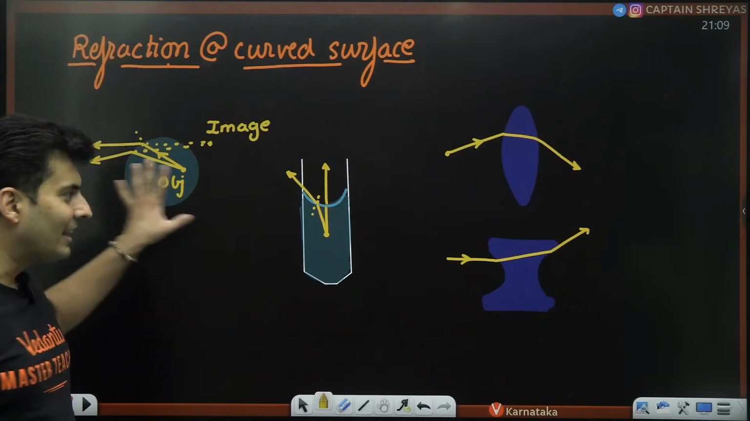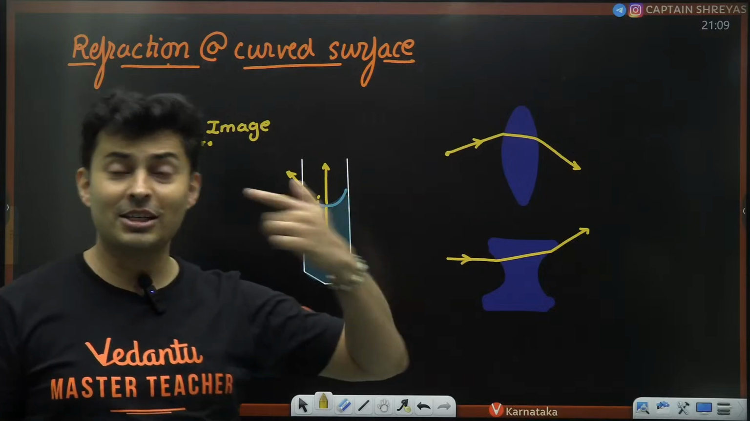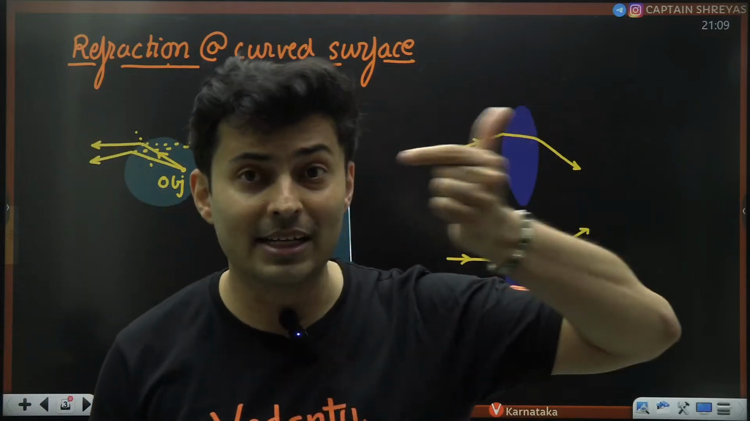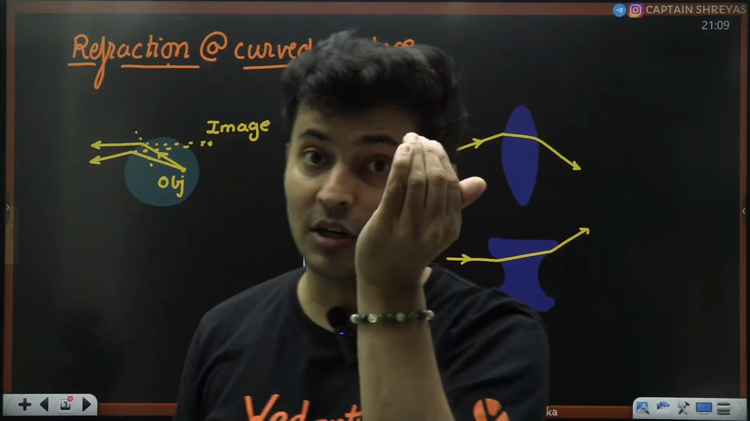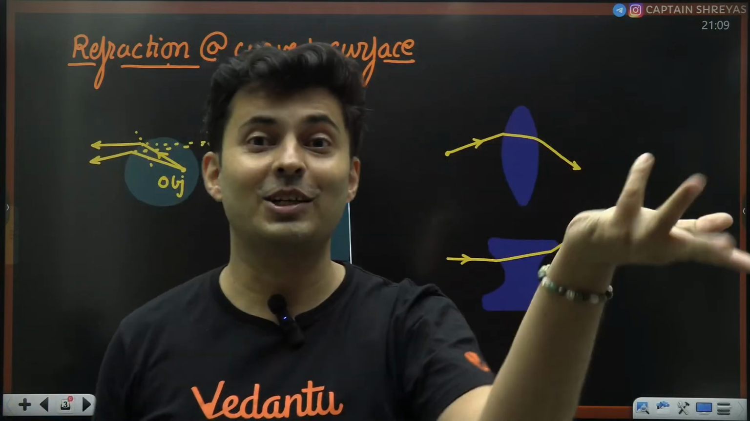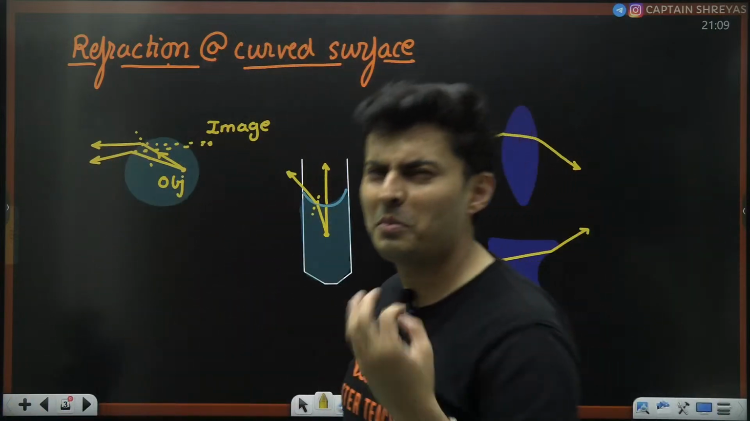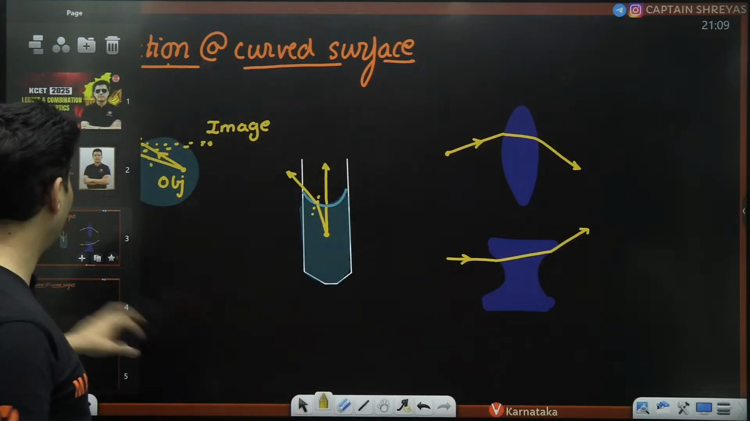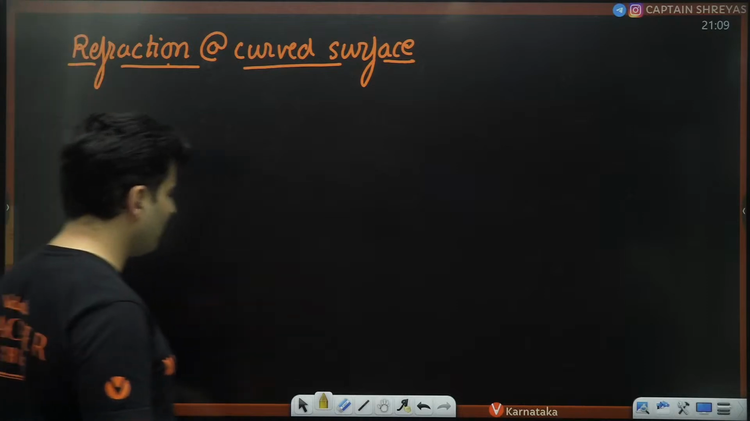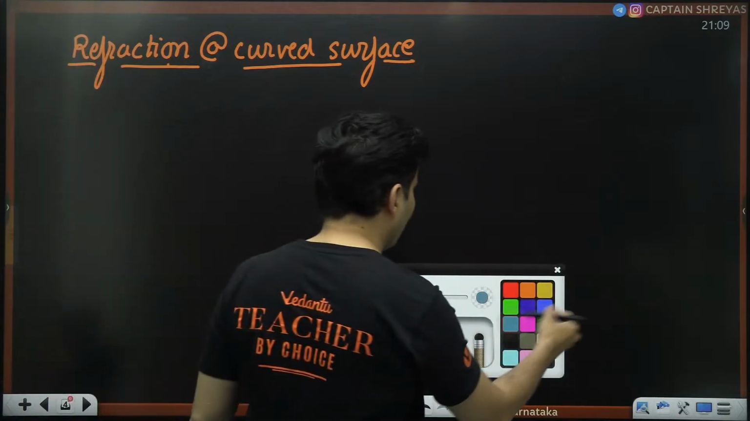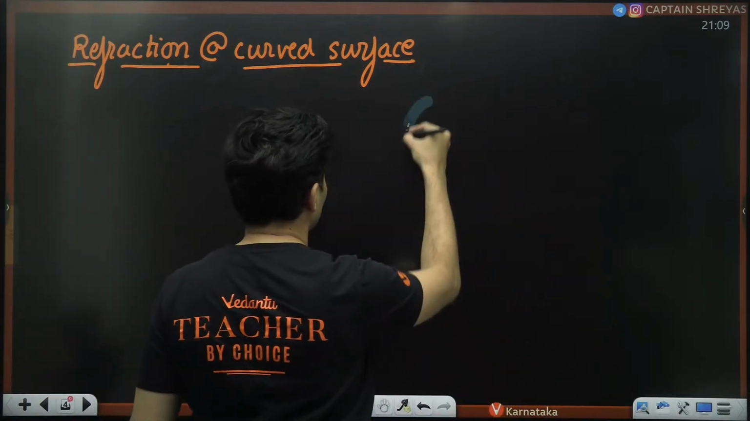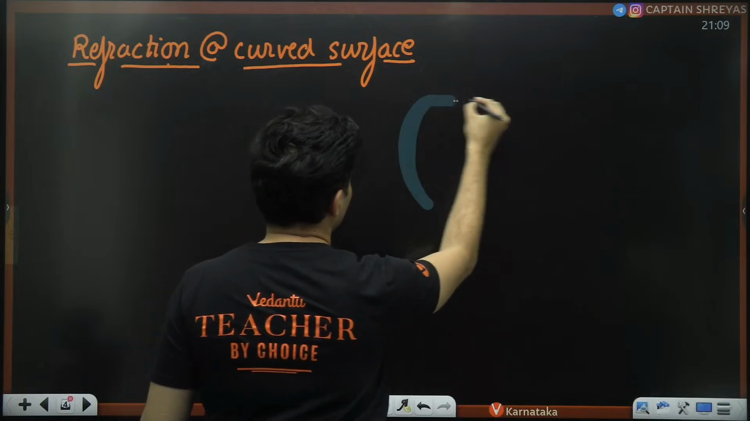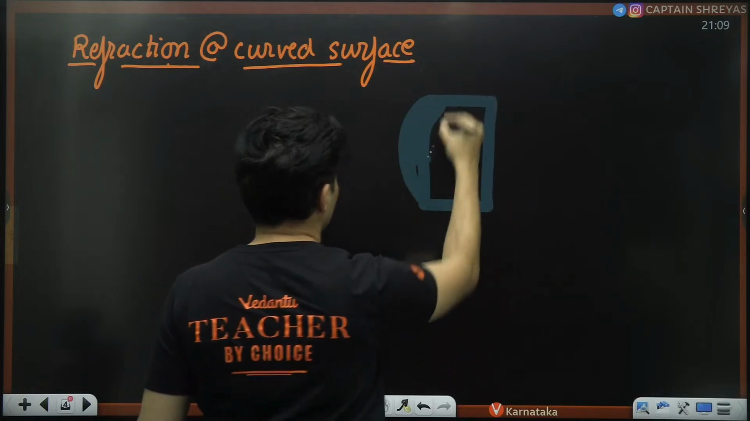Now that you see the examples of curved surface refraction, even our eyeball is refraction at curved surface. Eyeball is curved, light is entering curved surface, refraction at curved surface. So many examples. So what is the formula to locate where the image is formed? That formula is what we are going to see quickly, and then we will start solving some questions on that as well. Imagine there is a surface like this.